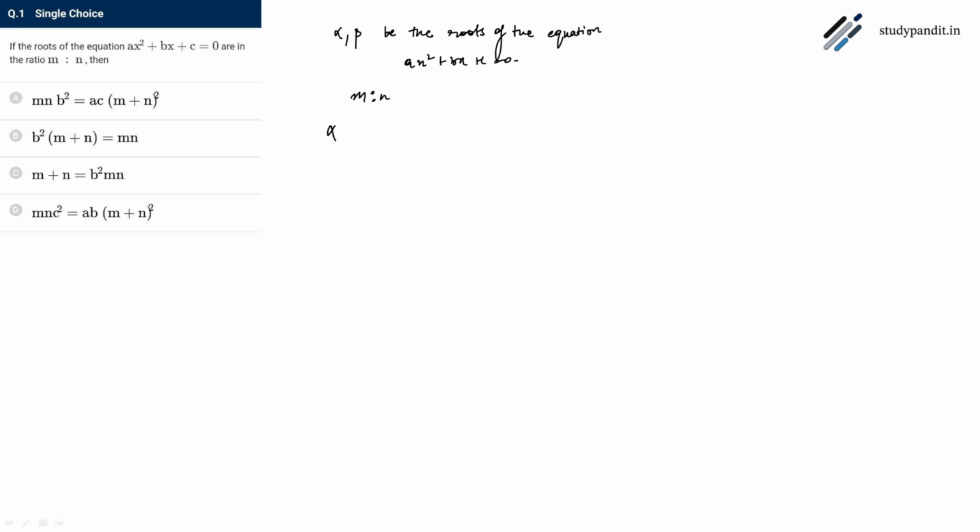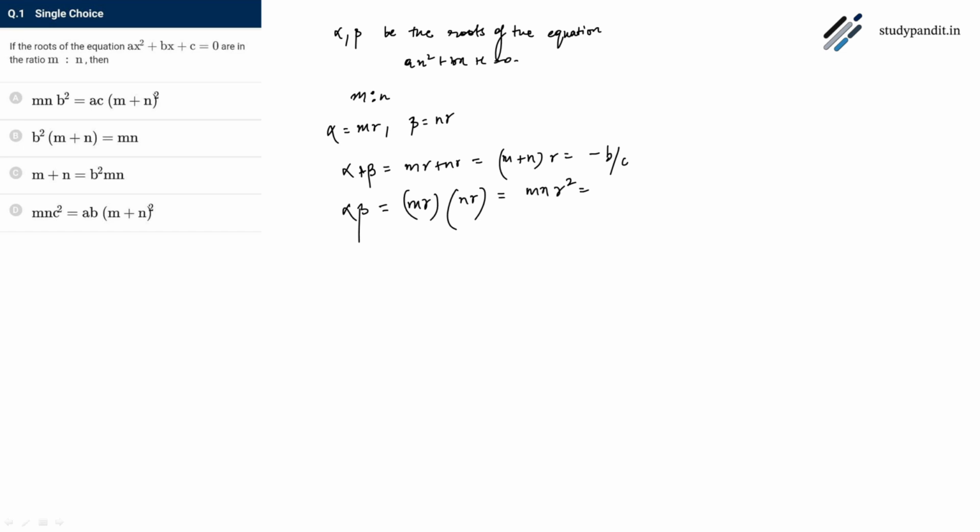So we can have alpha is equals to m times r and beta is equals to n times r, where r is any real number. So alpha plus beta is equals to mr plus nr is equals to m plus n times r is equals to minus b by c, and the product of the roots alpha times beta is equals to mr times nr is equals to mn r square is equals to c by a. Sorry, here it is minus b by a.